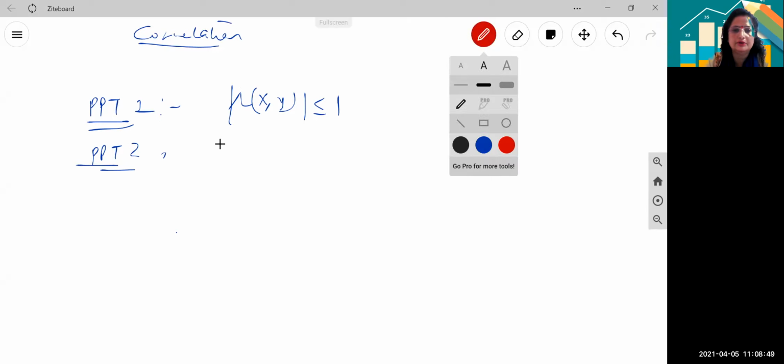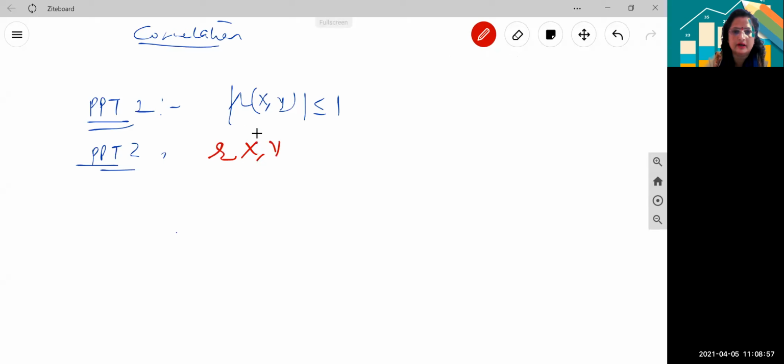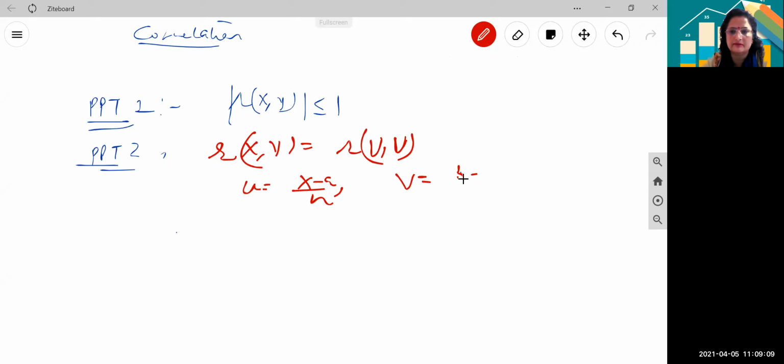Property number 2 is that it is independent of change of origin and scale. That is, Rxy is equal to Ruv, where U is equal to (X minus A) upon H and V is equal to (Y minus B) upon K.